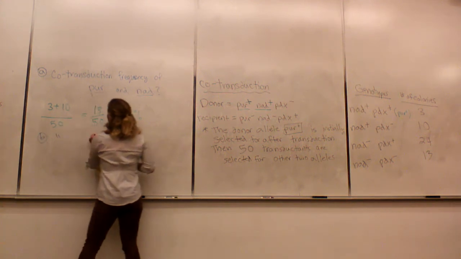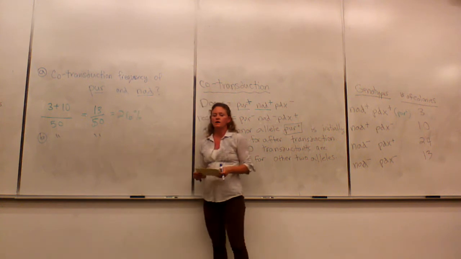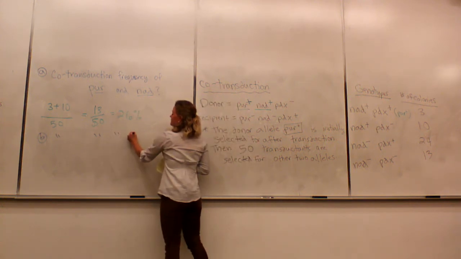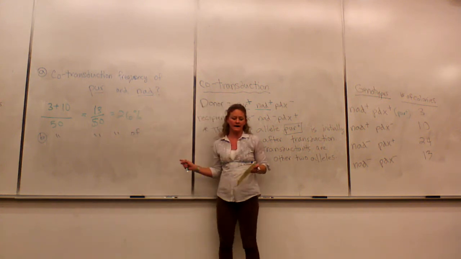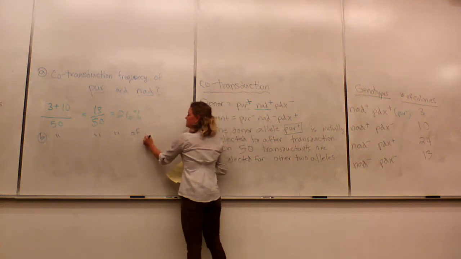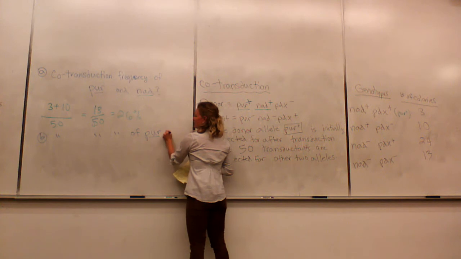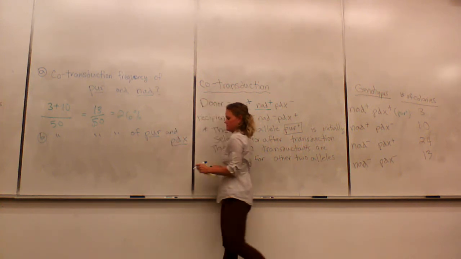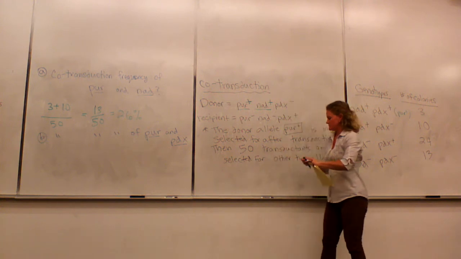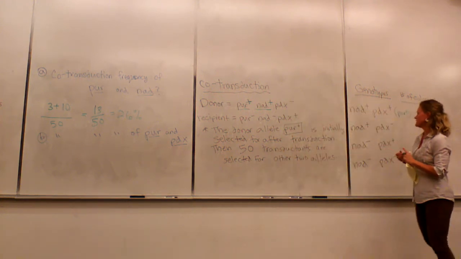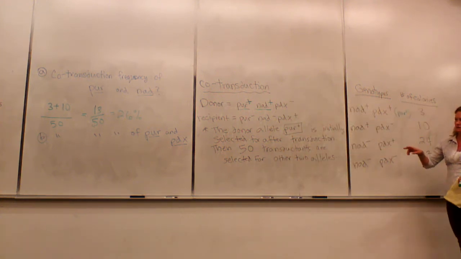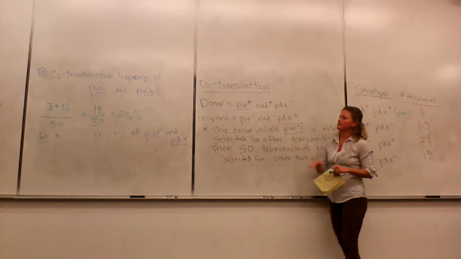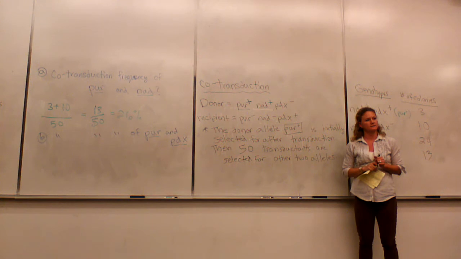So same thing. Solve for your co-transduction frequency. But this time, instead of pure and NAD, you're looking at pure and PDX. So again, you're going to look for all the places that you have the donor allele for pure and the donor allele for PDX.